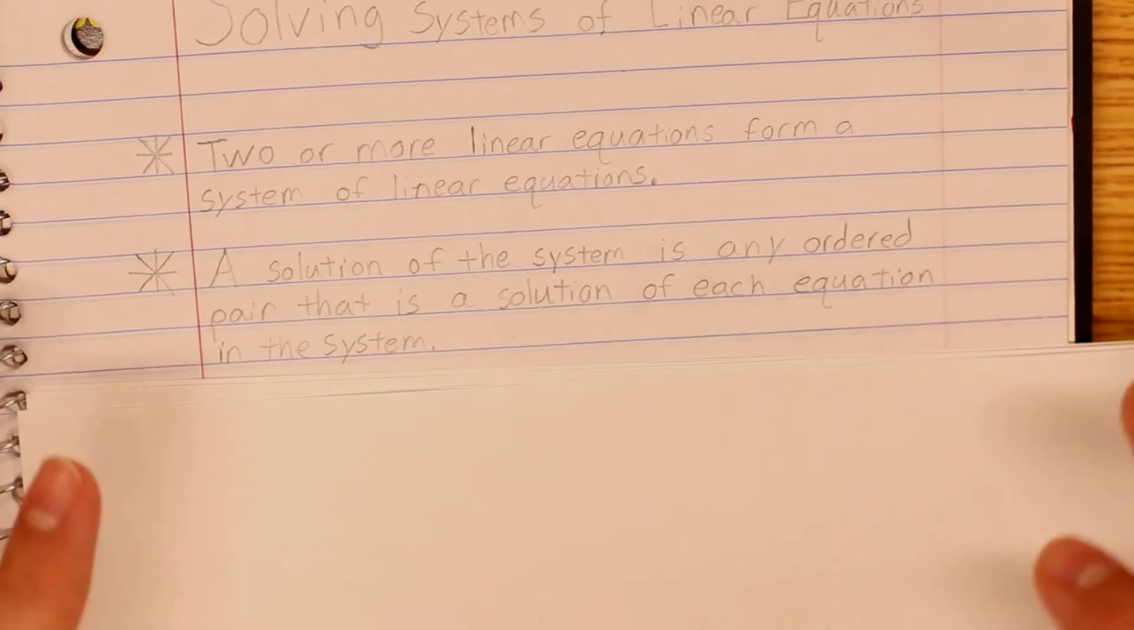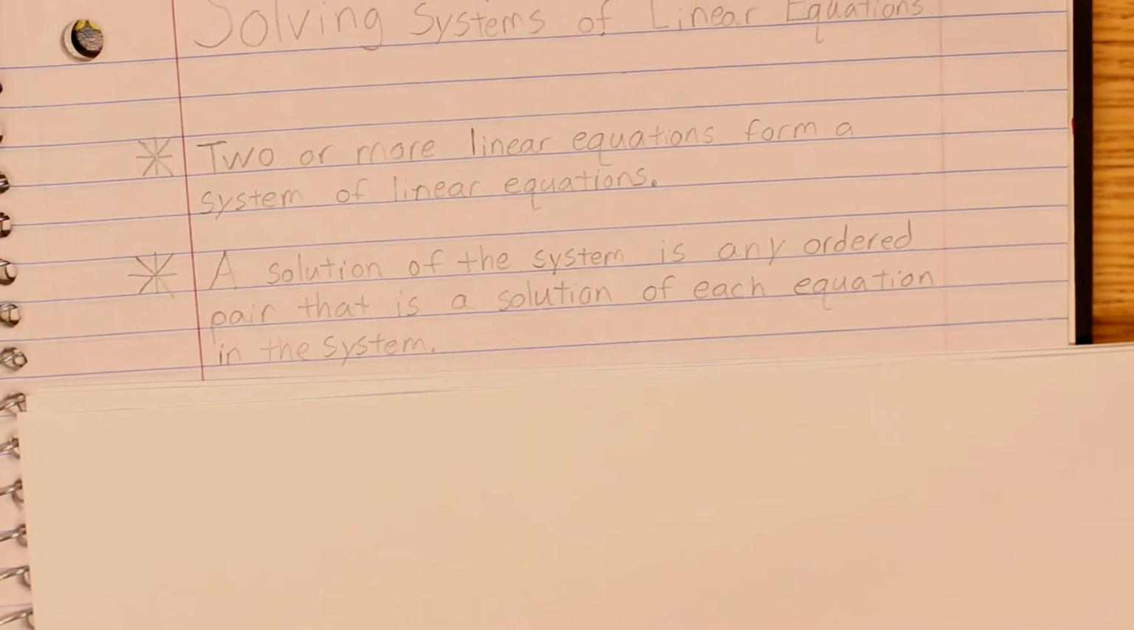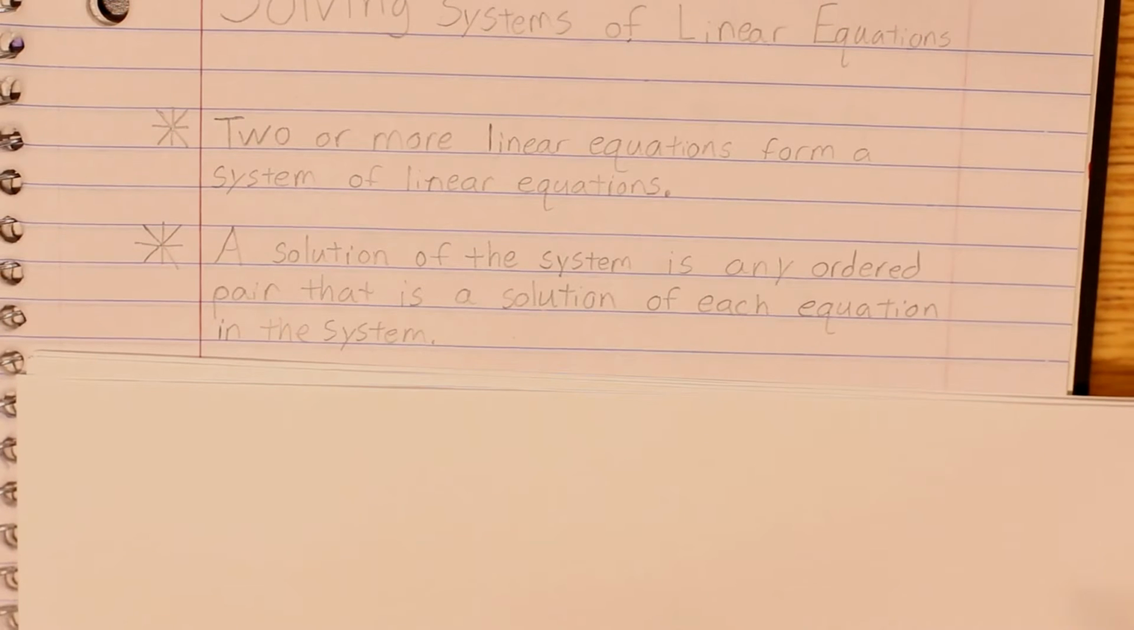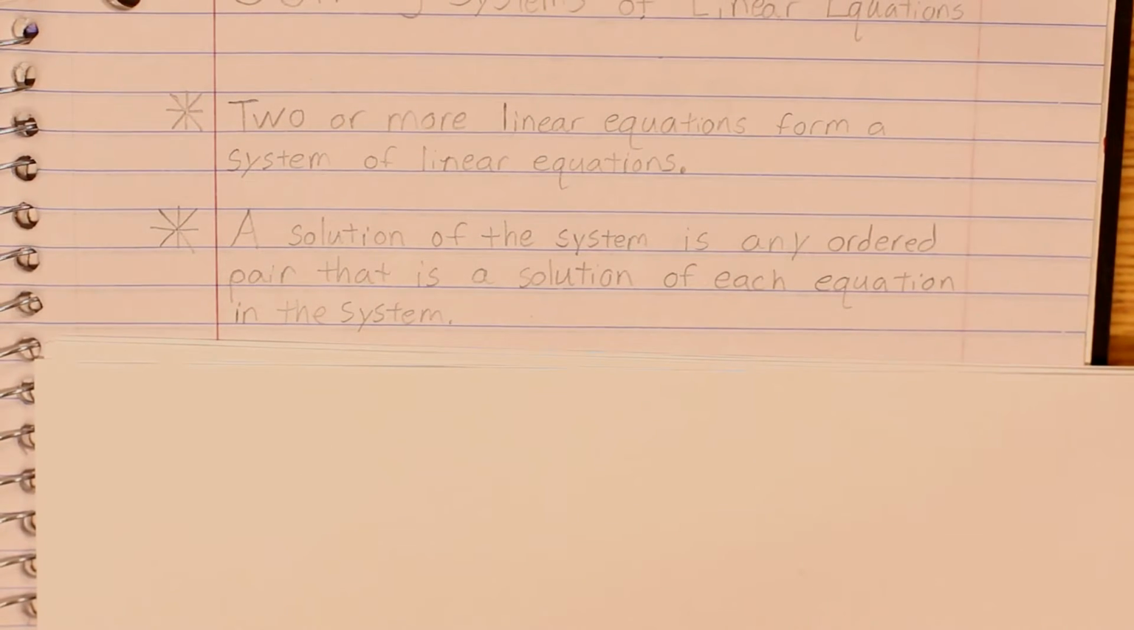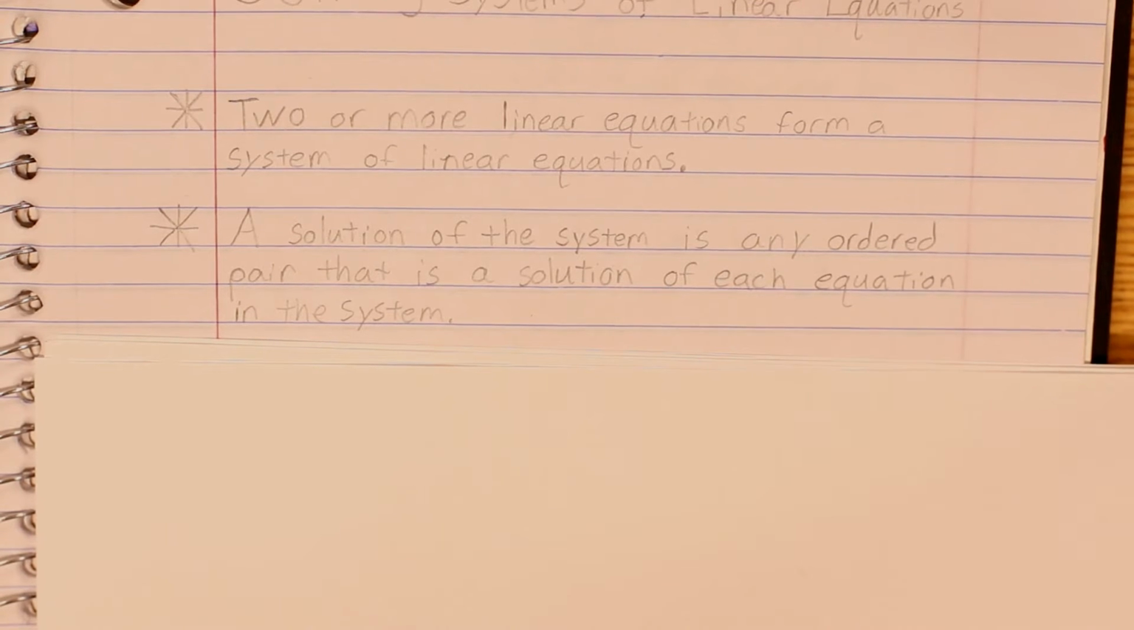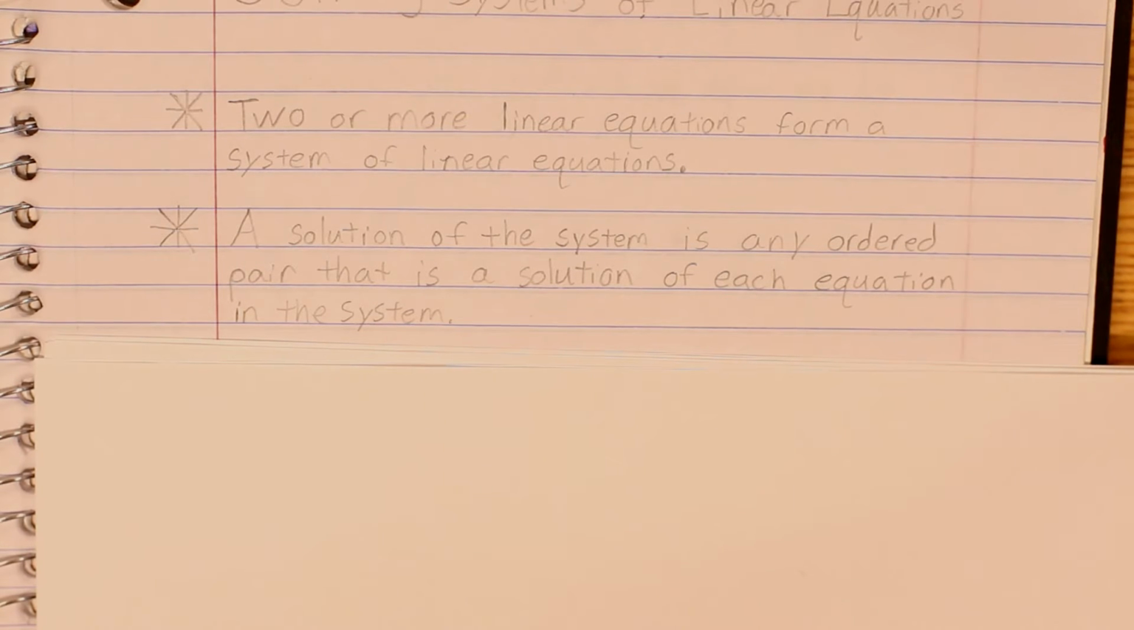Next, a solution of the system is any ordered pair that is a solution for each equation in the system. So a solution for a system of linear equations is going to be any ordered pair that is a solution for each equation in the system. Okay, let's take a look at what that means.